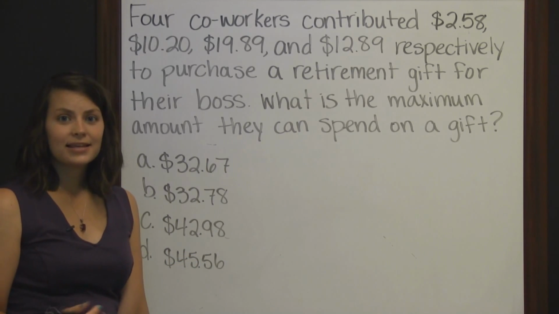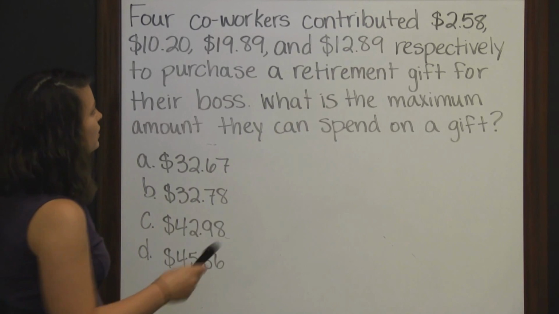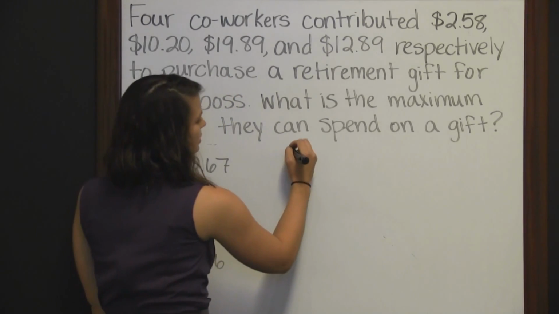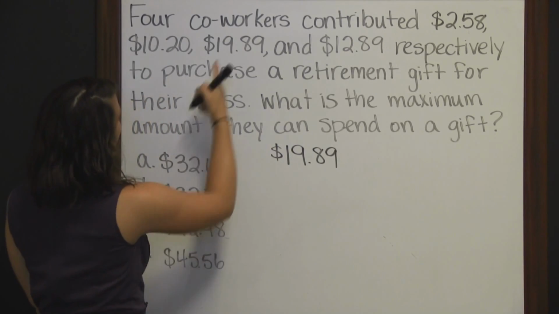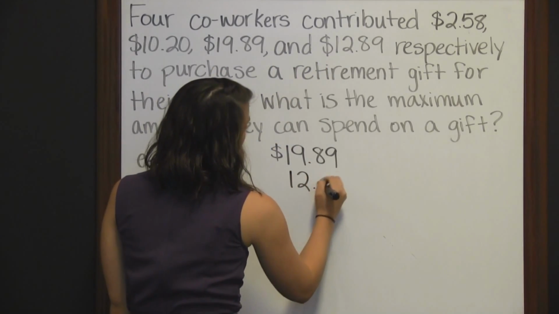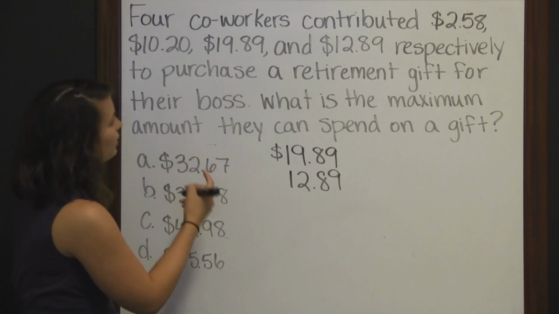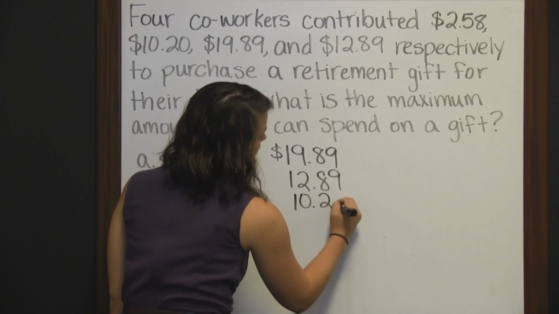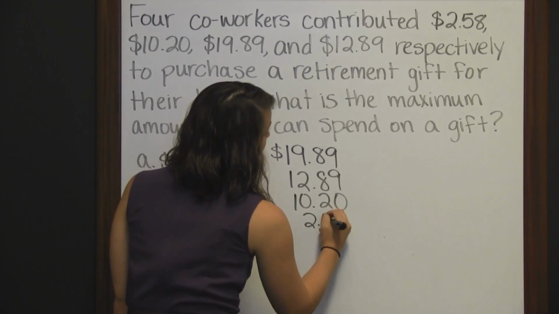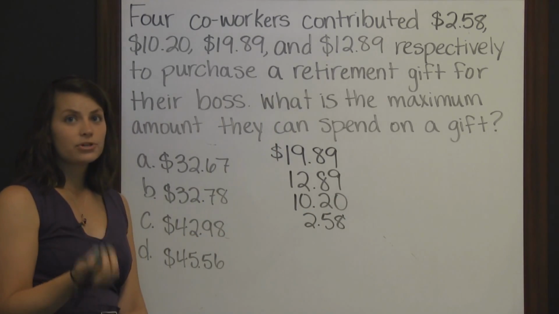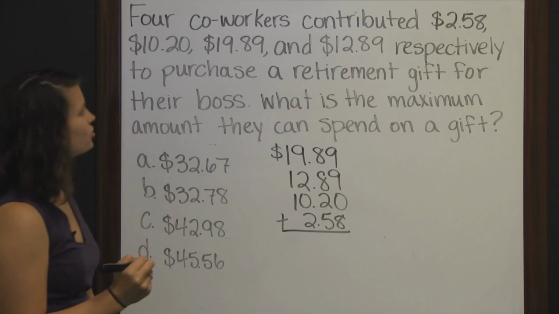And you can add these in any order you want, because when adding, order doesn't matter. So I'm going to start with the biggest number, $19.89. And under that, I'm going to put the next biggest, $12.89. And then below that, I'll put $10.20. And then finally, $2.58. And again, we're trying to find a total. So we're just adding those 4 contributions up.